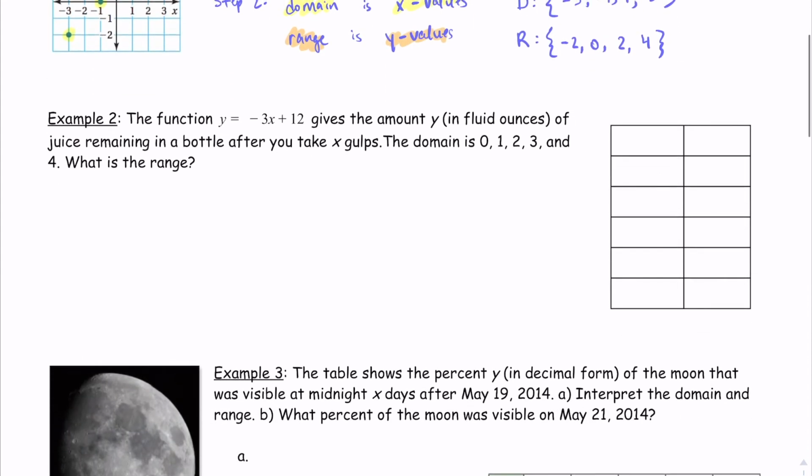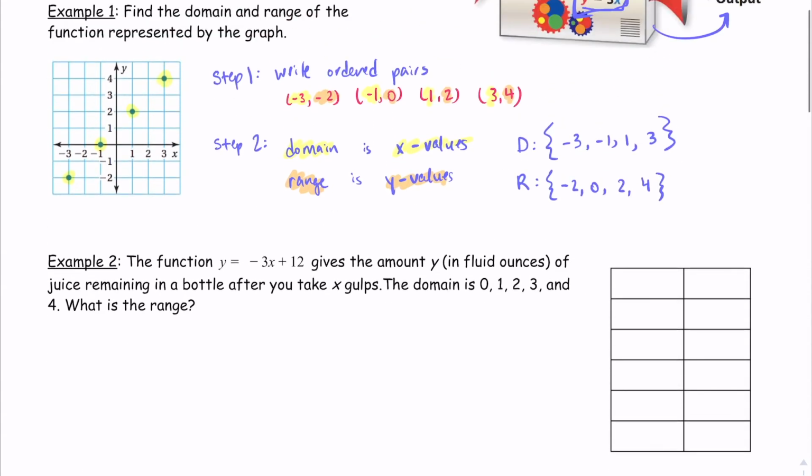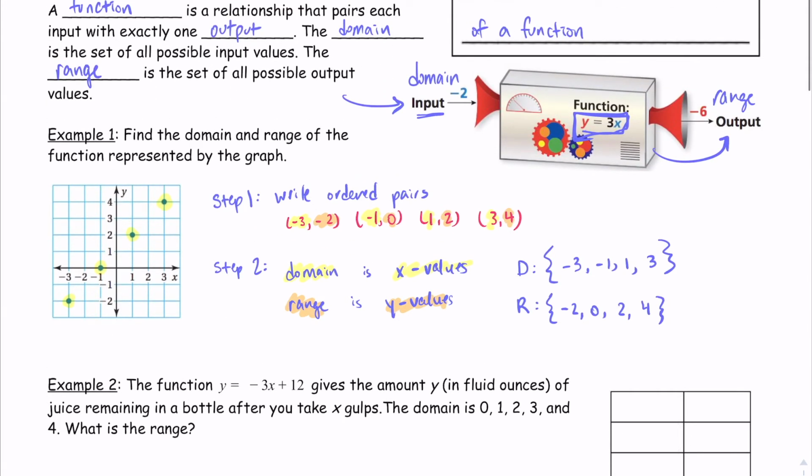Alright, next example is, so now instead of being given a graph, we're going to be given a table. Okay, so the function y is equal to -3x plus 12 gives the amount y in fluid ounces of juice remaining in a bottle after you take x amount of gulps. The domain is 0, 1, 2, 3, and 4. What is the range? As you said earlier, the domain is the input, what you put in. Your range is your output.